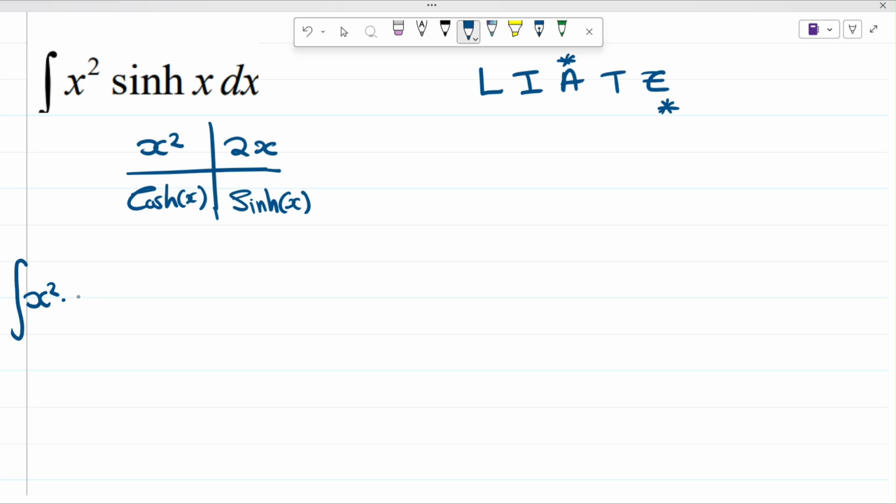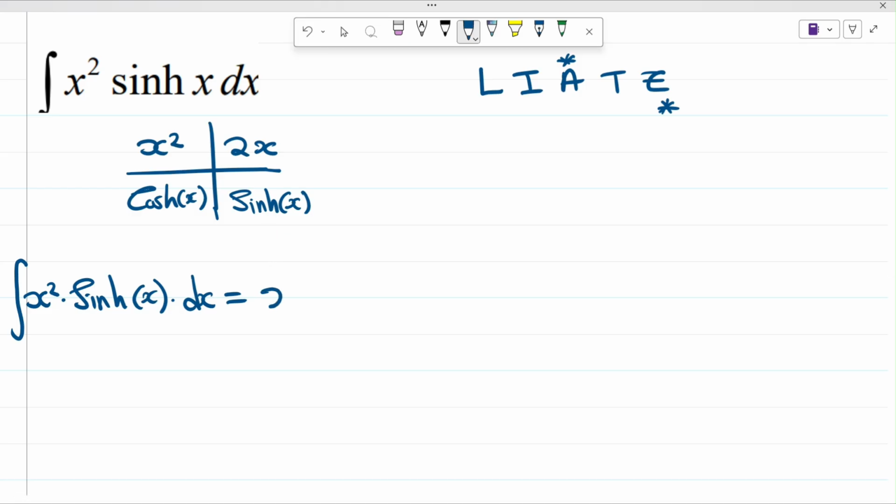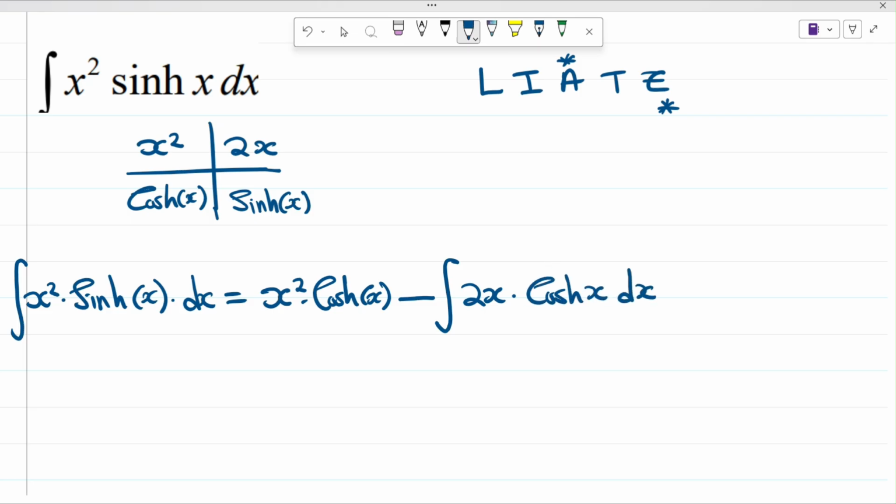This becomes x squared hyperbolic sine of x dx, and then we copy that. So it's going to be second quadrant multiplied by the third quadrant. That's going to be x squared multiplied by hyperbolic cos of what? Of x, right? Minus what? Minus the first quadrant multiplied by third quadrant. That's just going to be 2x multiplied by hyperbolic cos of x dx, right?